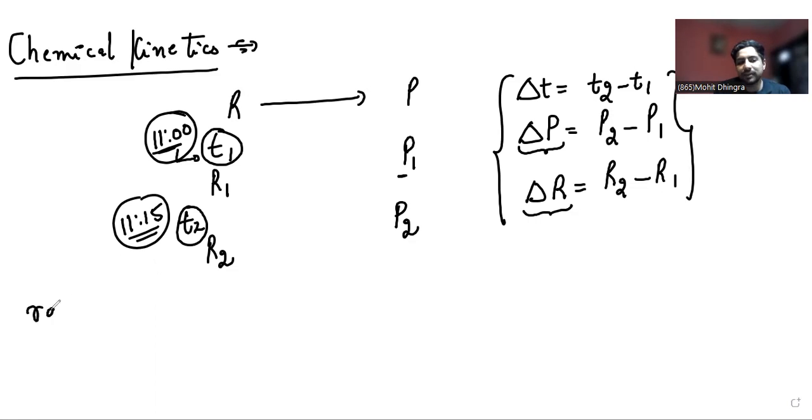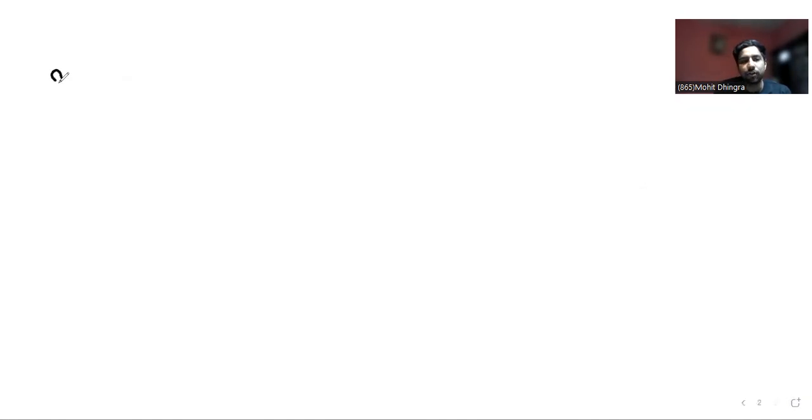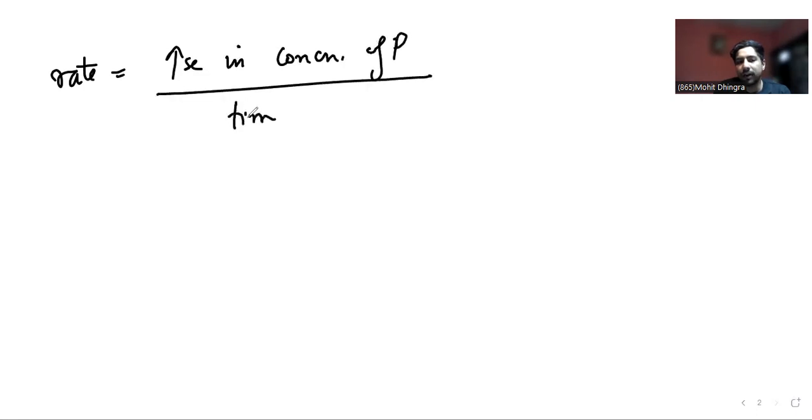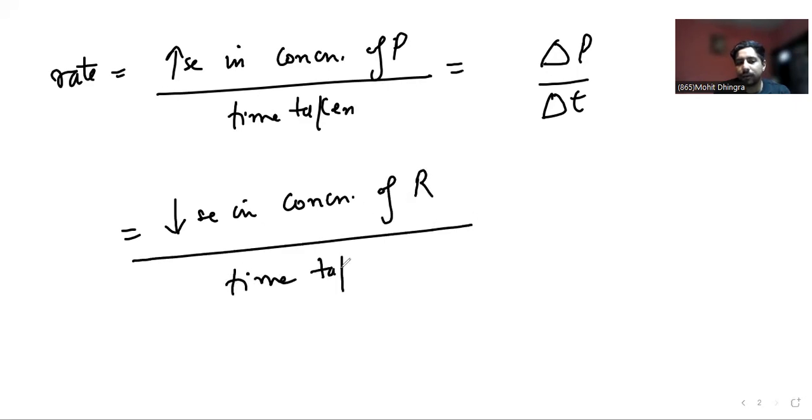Now, how do we represent the rate? I can say that the quantity of product is increasing. So I can write it as rate of appearance of P, or I can also write it as increase in the concentration of P. For rate, I can write increase in concentration of P upon time taken, that I can write as delta P upon delta T. And I can also write rate as decrease in concentration of reactant R upon time taken, which I can write as delta R upon delta T.